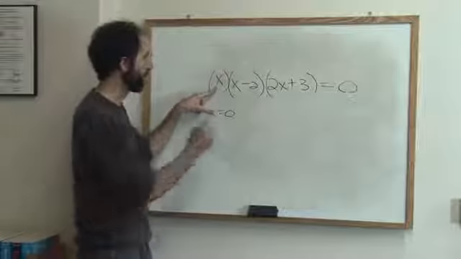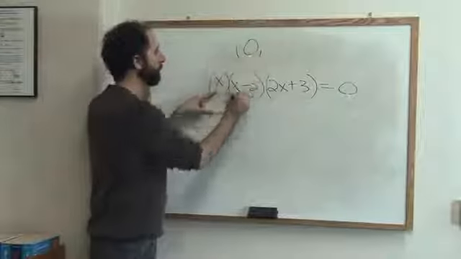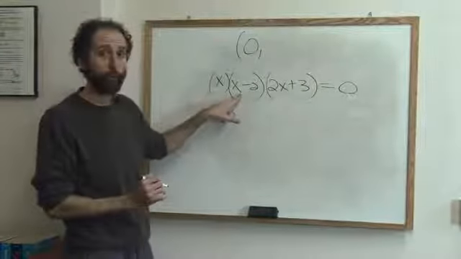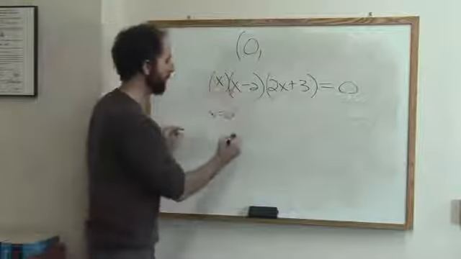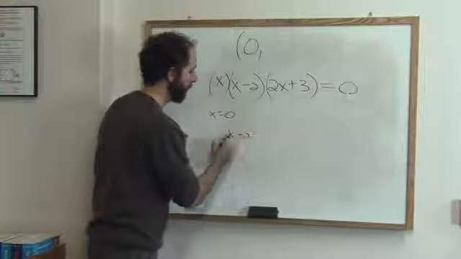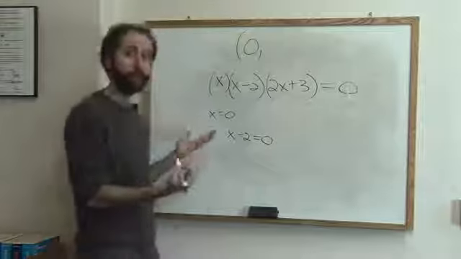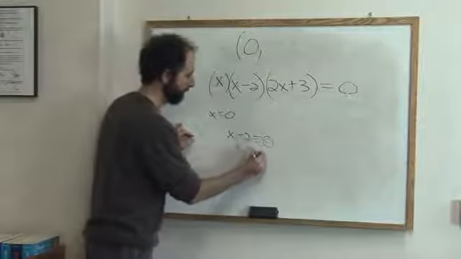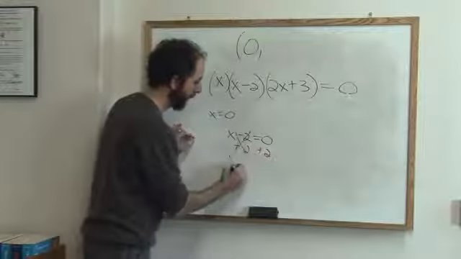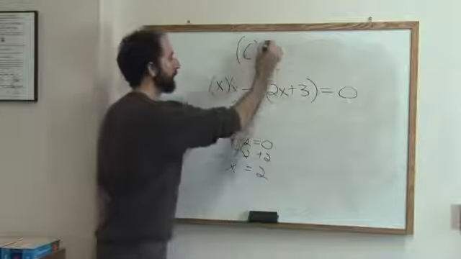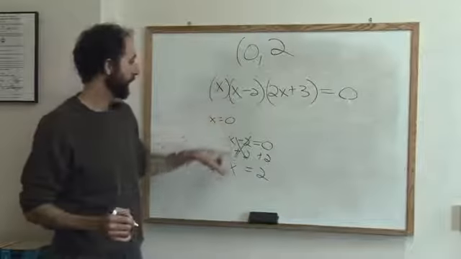Or, that's one choice. So let's put our answers up here. 0. Or we could have x minus 2. So you say to yourself, x minus 2, that could equal 0. What do we need x to be? Solve it out. X equals 2. So that's my second answer. X could be 0, x could be 2.